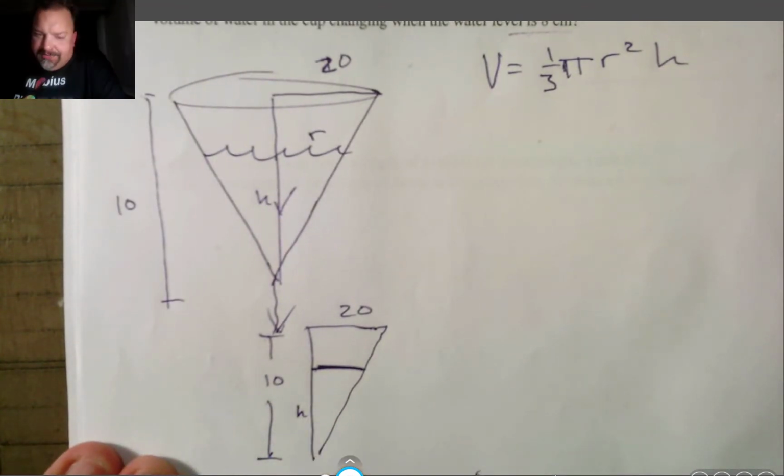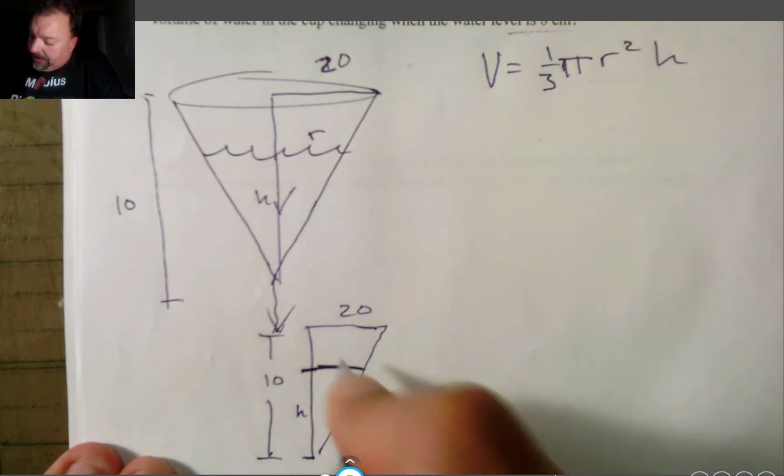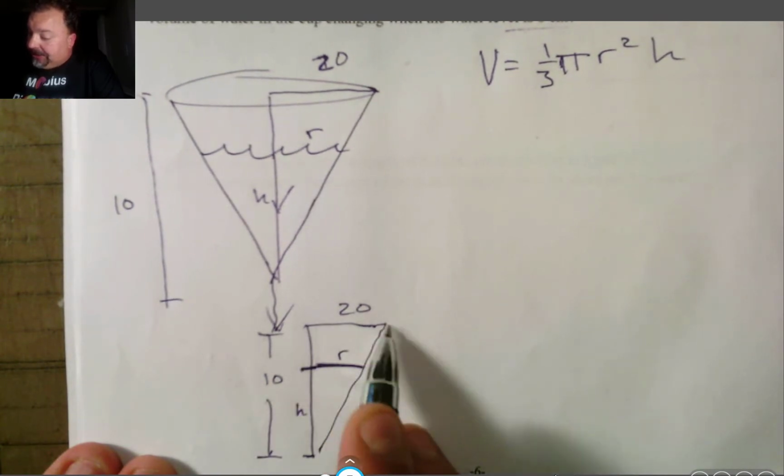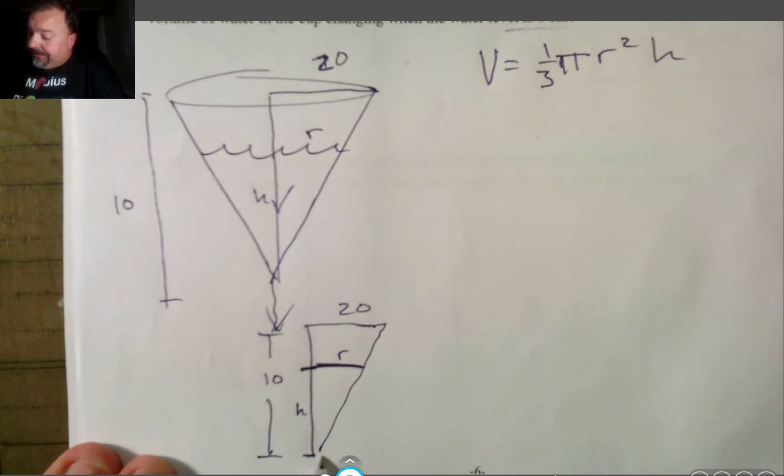And we've got the height of the water level. From here to here is the height of the water. And we've got the radius of the water level, or the radius of the water that's inside. So, again, kind of like the shadow problem, we've got similar triangles here. So I could set up a proportion.